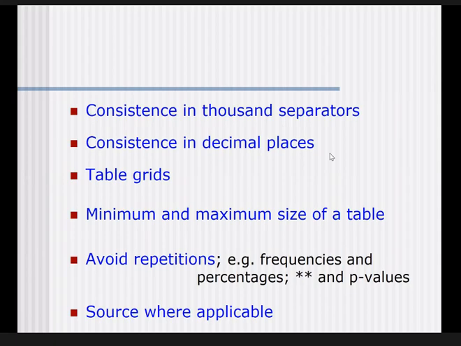In the table, we need consistency in the 1,000 separators. Do you know the 1,000 separators? No. No, Prof. Yes, we do, Prof. Yes, Prof, we do know that one. Can you spell out one?